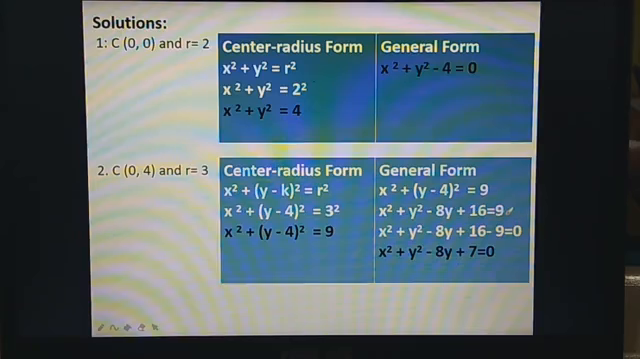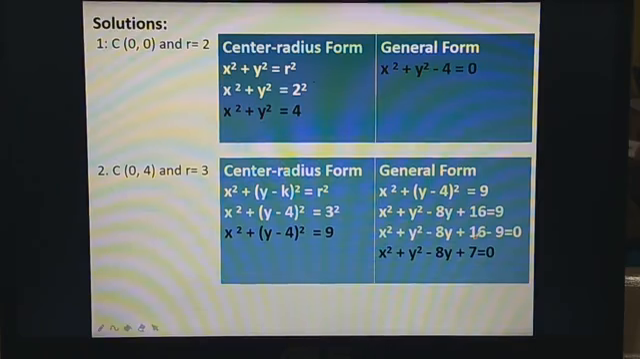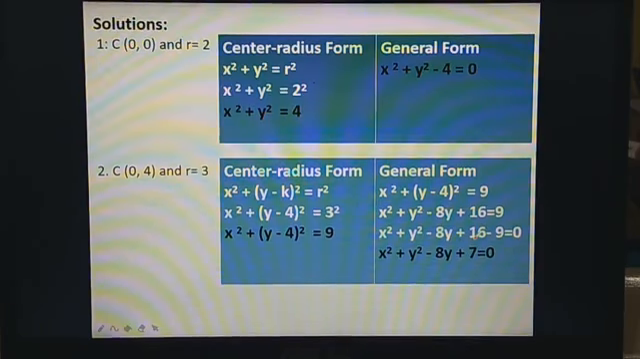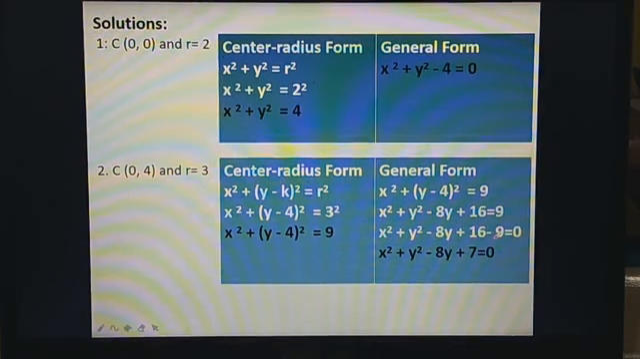And then, let's make the right side 0 by using subtraction property of equality. That's why we have here x squared plus y squared minus 8y plus 16 minus 9 equals 0. So these two, positive 16 and negative 9 are both constant. So let us combine. 16 minus 9 is equal to positive 7. So our general form will be x squared plus y squared minus 8y plus 7 equals 0.